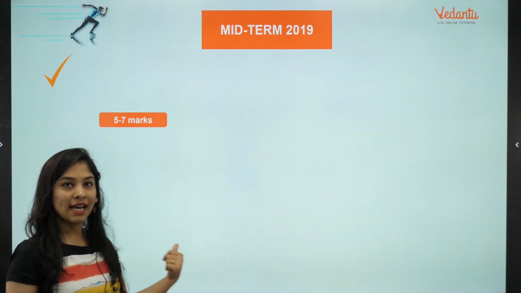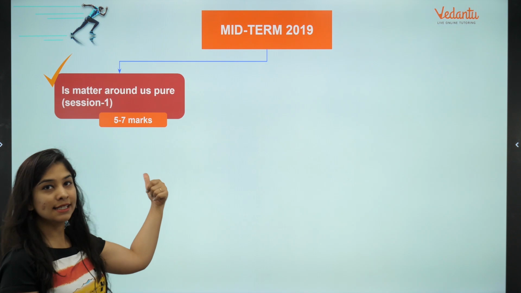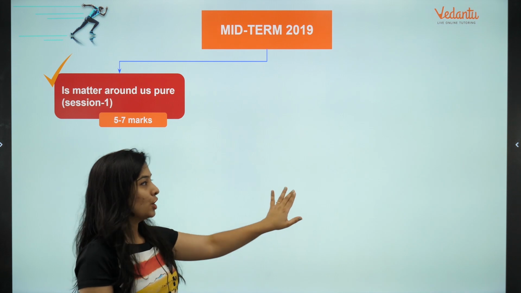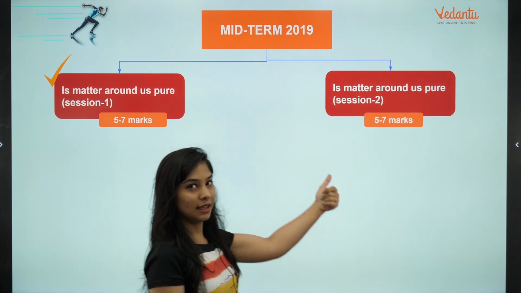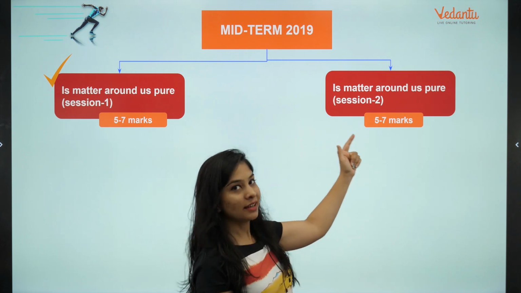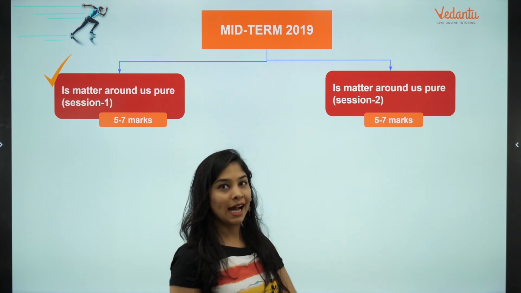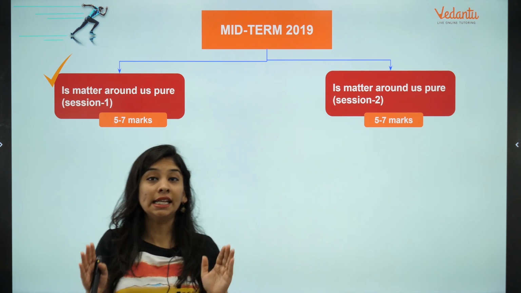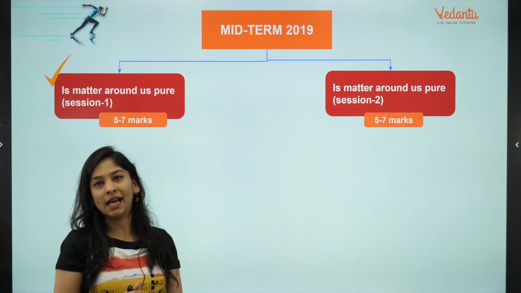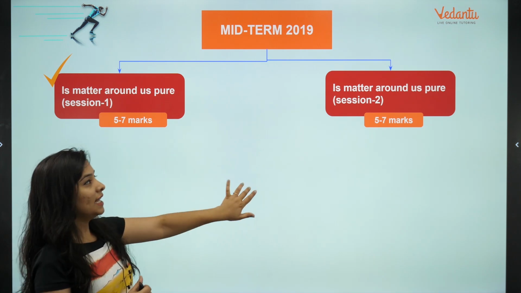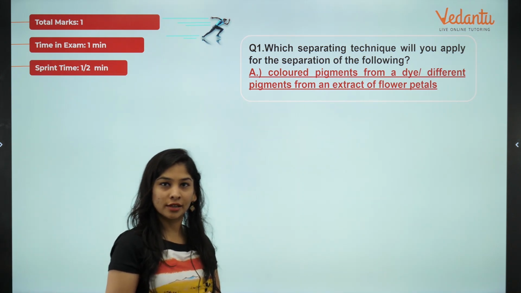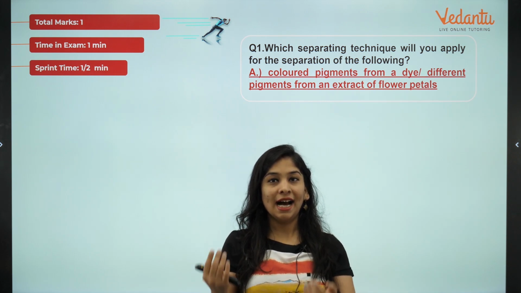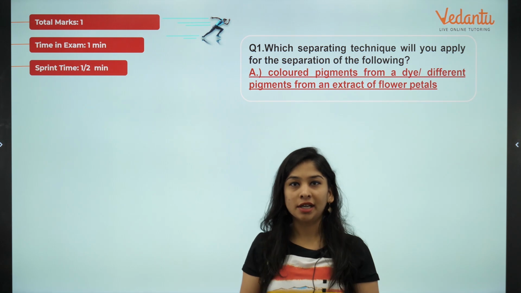Okay, and let's start. What we have done already is Matter Around Us Pure. If you have seen that lecture, that means 5 to 7 marks you can easily achieve. The target for today's session is Matter Around Us Pure part 2. If you do this lecture well, you are going to know so many techniques in detail, and what the procedures behind them actually are. All of the questions of today's class are going to help you a lot in understanding the concept as well as from your midterm point of view.